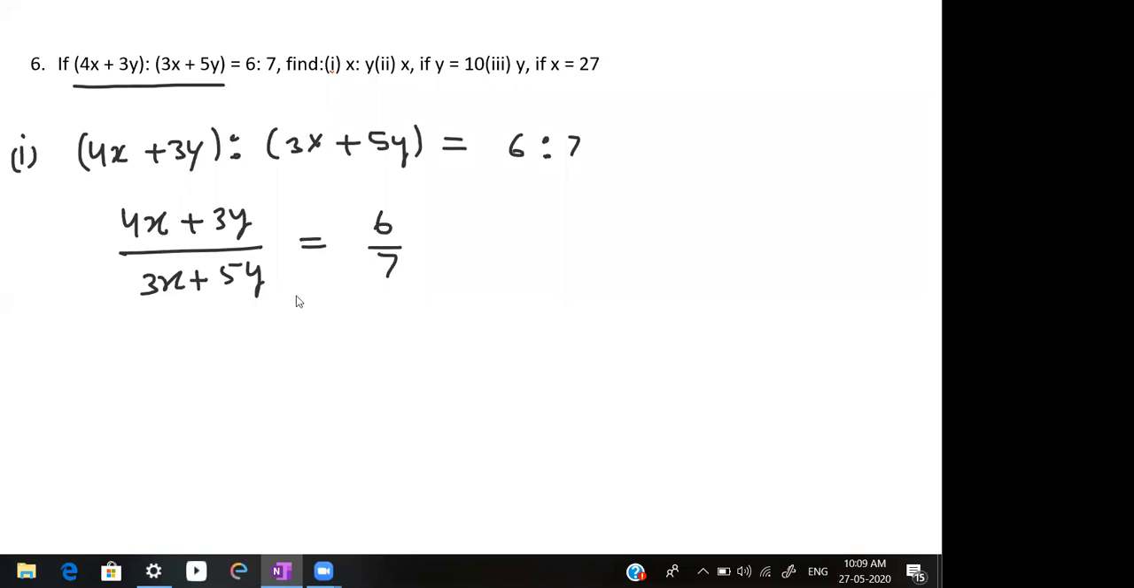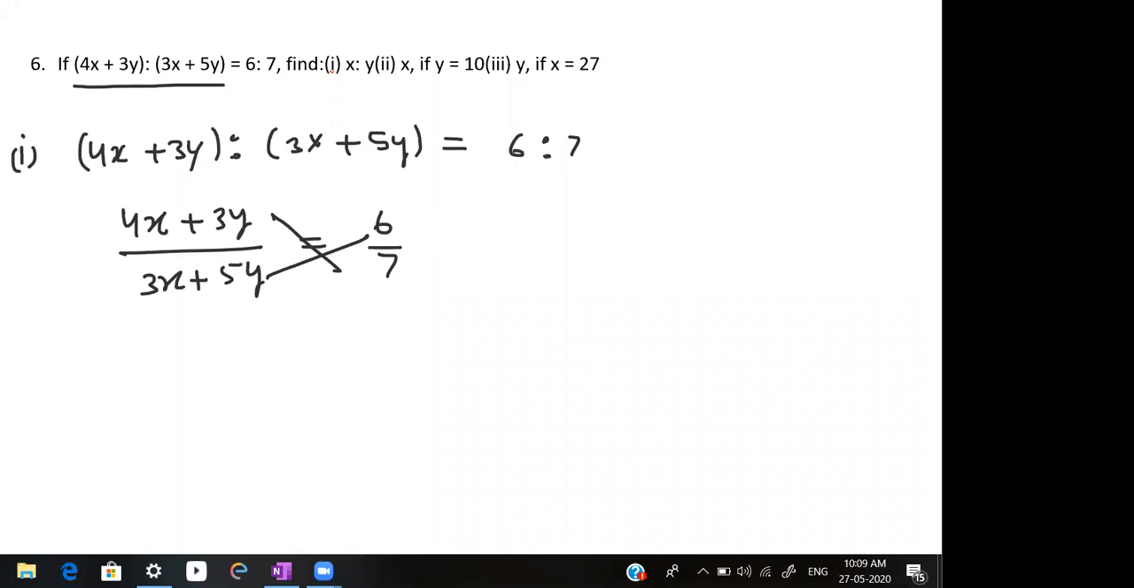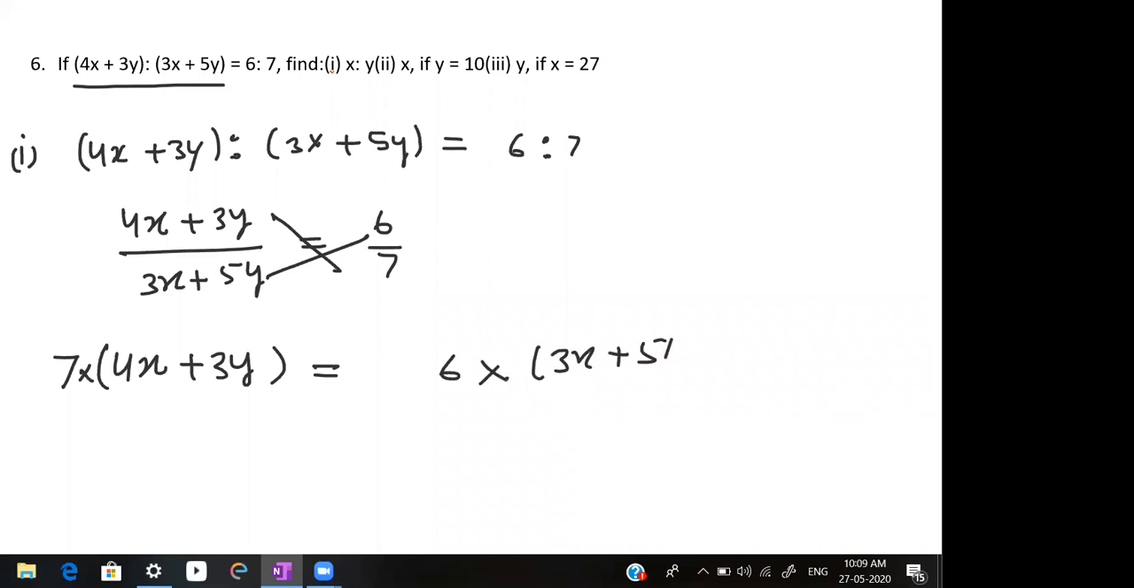Fine. So now what you are going to do, you are going to cross multiply. Okay, so do cross multiply now. So 4x plus 3y, you will multiply with 7. I'm not multiplying it, I'm just writing it. So 7 into 4x plus 3y is equal to 6 will be multiplied with 3x plus 5y. Is it clear? Now what you have to do, you have to multiply 7 with both 4x and with 3y.